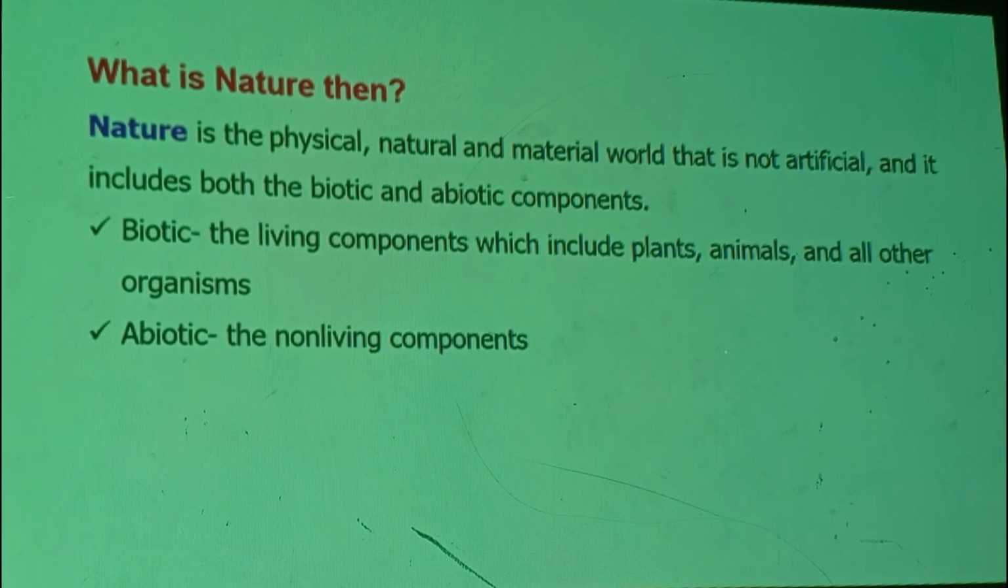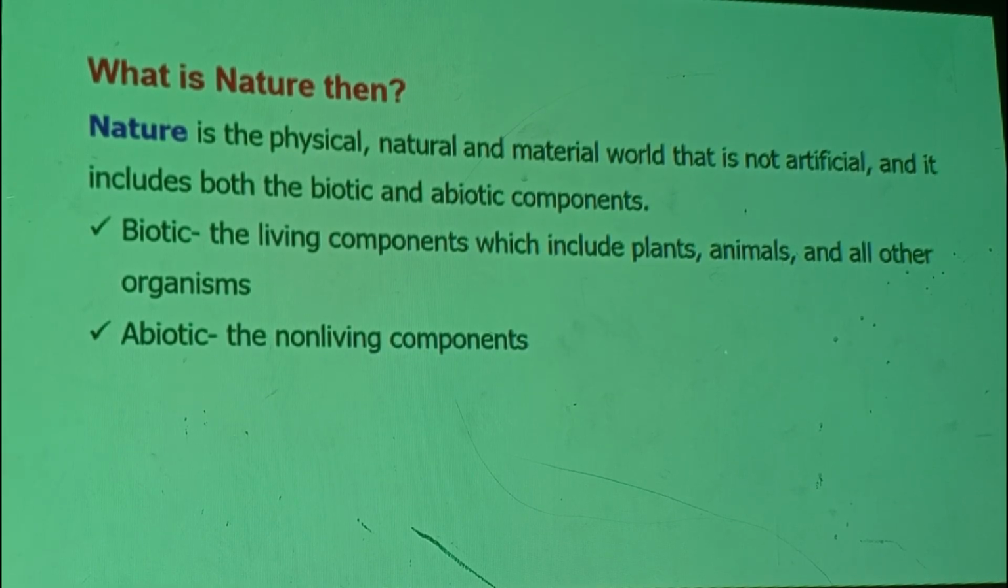What is nature then? You can simply define nature as the physical, natural, material world that is not artificial. Nature is everything which is not made by humans: the rivers, the oceans, the soil, the atmosphere, the celestial bodies, the stars, any other solar system or any other part which can be sensed and which can be investigated or studied. Nature, which is not artificial.